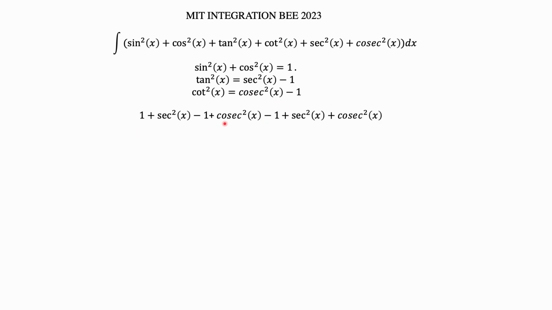When I do that, this minus x cancels with this plus x. I get secant square x plus 2 secant square x, 2 cosecant square x, and minus 1. This converts into this. I know the standard results of both of them. This is tangent of x and this is minus cot x.